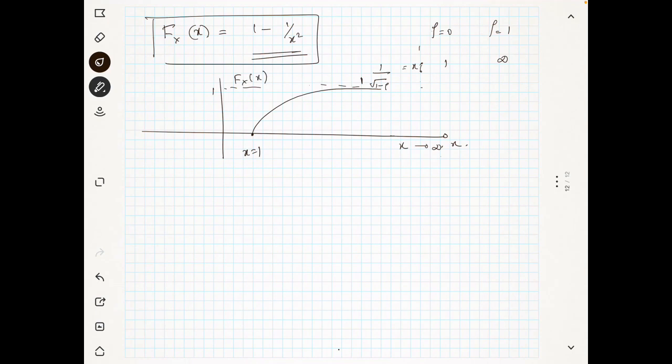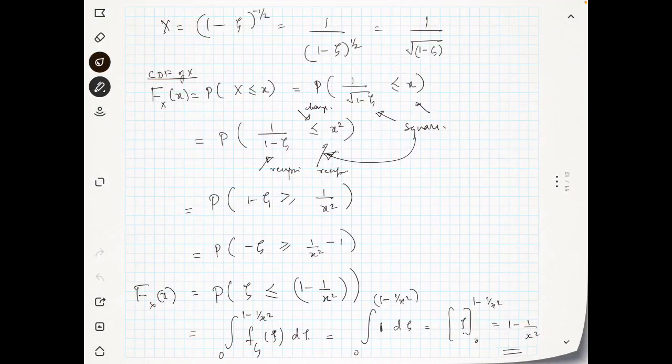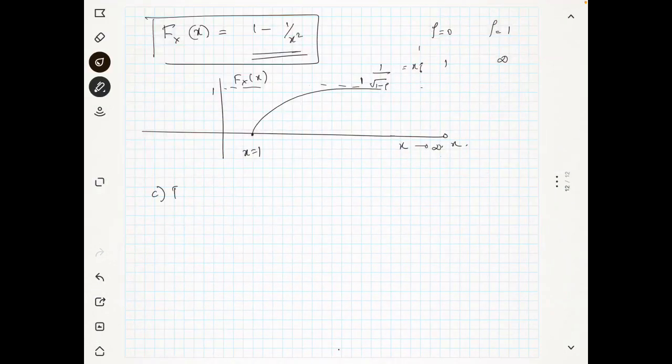Now the other part of the question. So this is over. We had to plot the CDF, and that is what we have done. Now we will see the third part of the question: find the probability of the event that x is greater than 1. This is the first part. What is this? It is nothing but 1 minus the probability that x is less than or equal to 1.